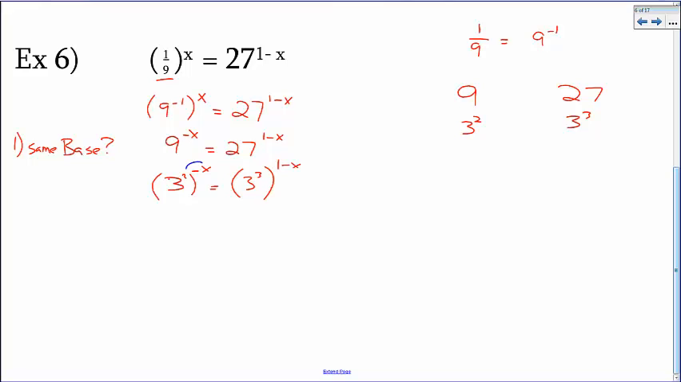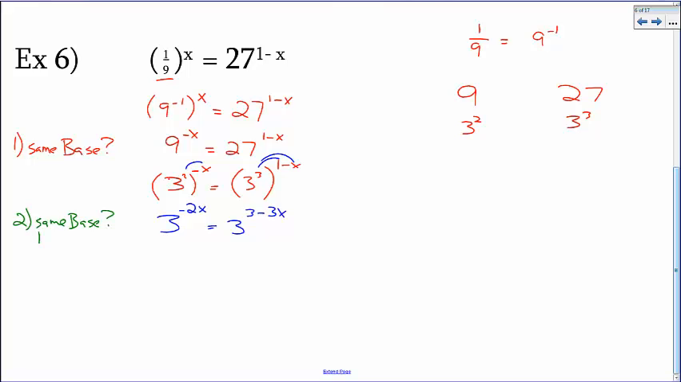Now once again, you can use the power law to distribute. Make sure on the right side that you're distributing to both terms that are outside of the parentheses, and you should come out to a statement on the left 3 to the negative 2x, and on the right 3 to the 3 minus 3x. Note that both sides of the equation now have the same base and different exponents that involve the variable x.